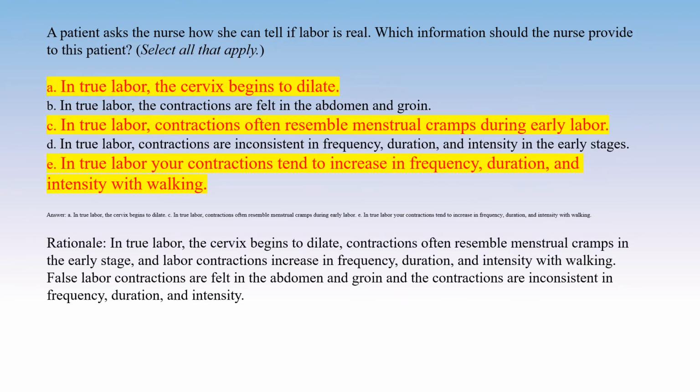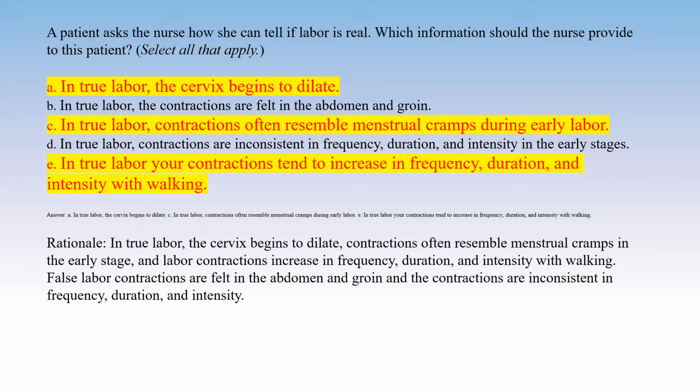Answer. A. In true labor, the cervix begins to dilate. C. In true labor, contractions often resemble menstrual cramps during early labor. E. In true labor, your contractions tend to increase in frequency, duration, and intensity with walking.